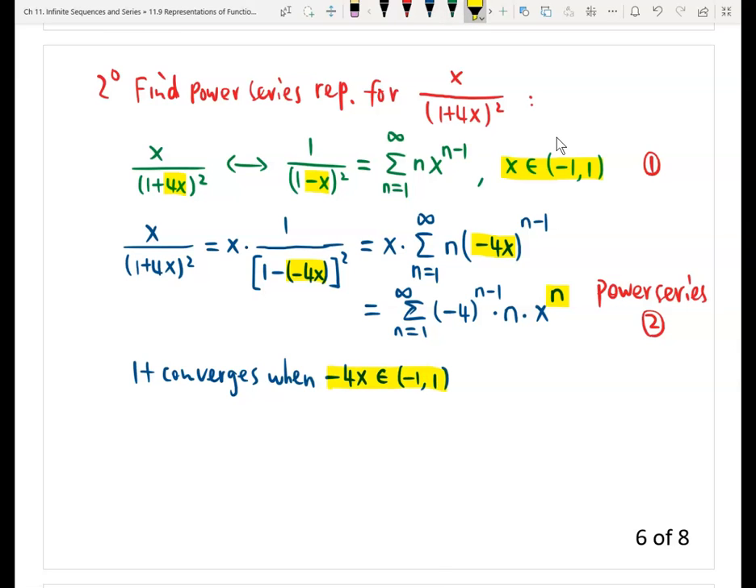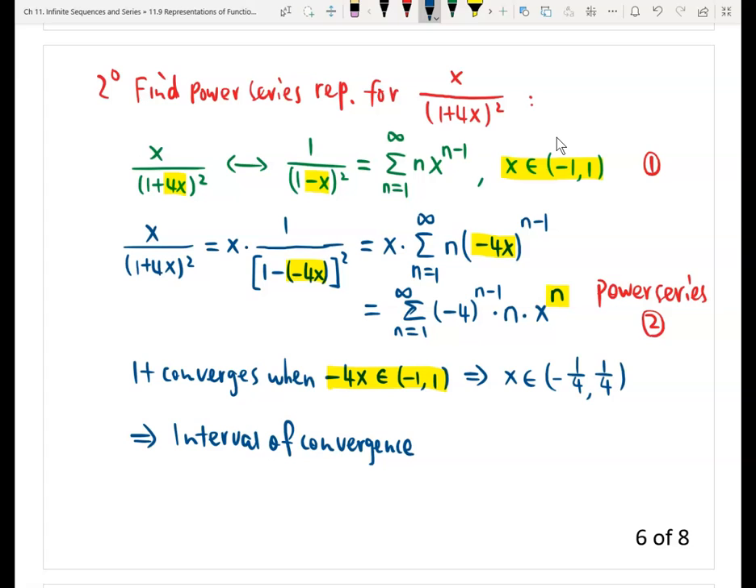Okay, and this we can solve, right? So we can get the detail for x. This means x belongs to negative 1/4 to 1/4. See, that's the domain or the interval of convergence. Therefore, the interval of convergence for our series is negative 1/4 to 1/4.